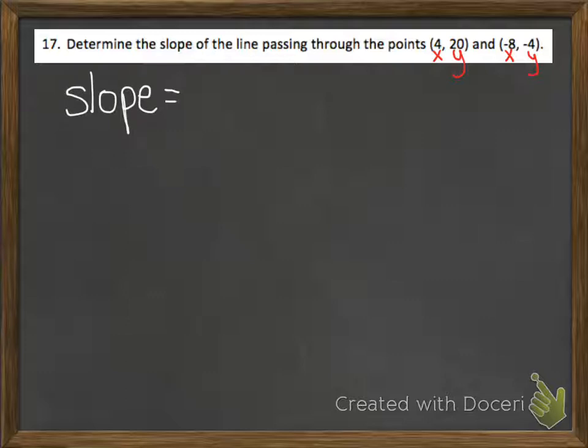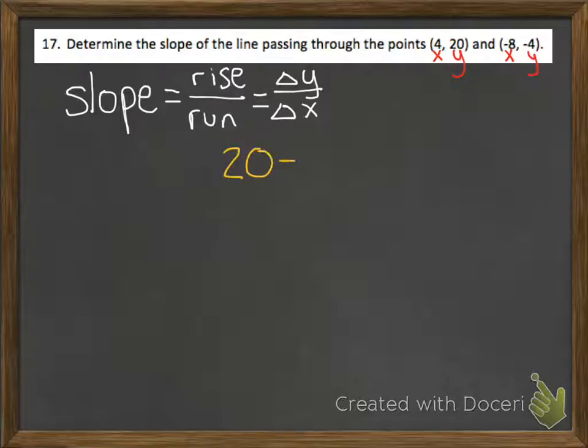Now, slope is defined as rise over run, or the change in y over the change in x. So we want to look at our y numbers and figure out how much they change from one to the next, and look at our x numbers and figure out how much they're changing from one to the next. We want to look at one y and subtract it from the other. So the top of our fraction is going to be 20 minus -4, and the bottom of our fraction, where we put our change in x, is going to be 4 minus -8.